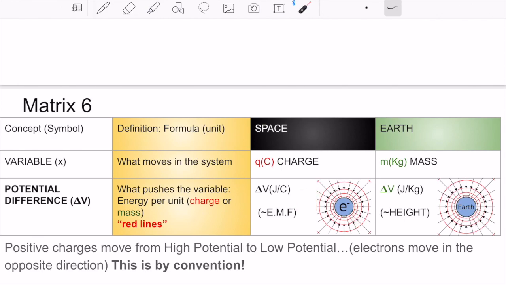And the same thing is happening with masses. A mass falls because of a difference of potential. What is gravitational potential difference? It is the energy per unit mass. That is the definition of gravitational potential: energy per unit mass. Okay, and they move from high to low potential.